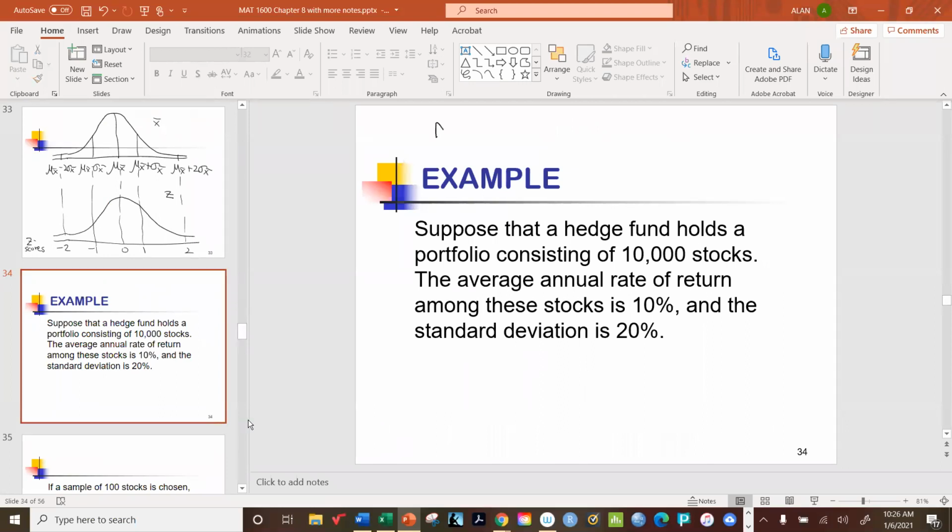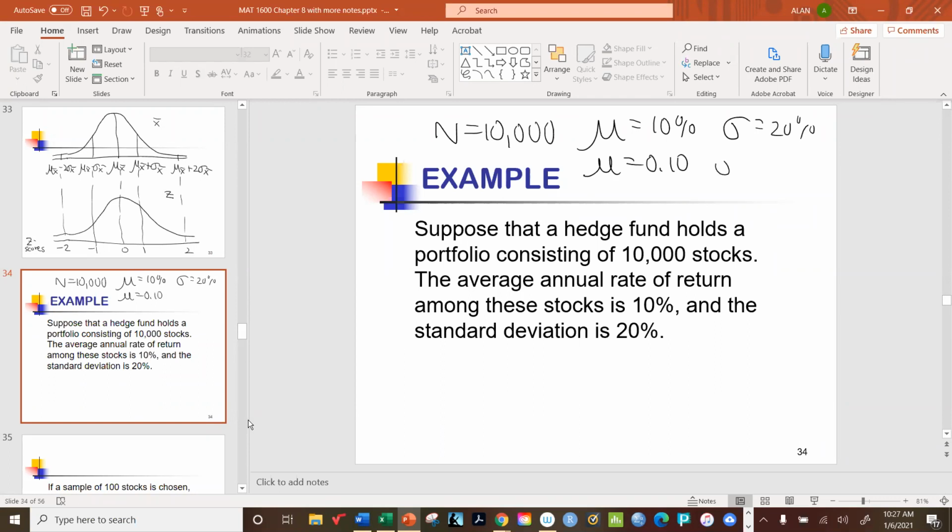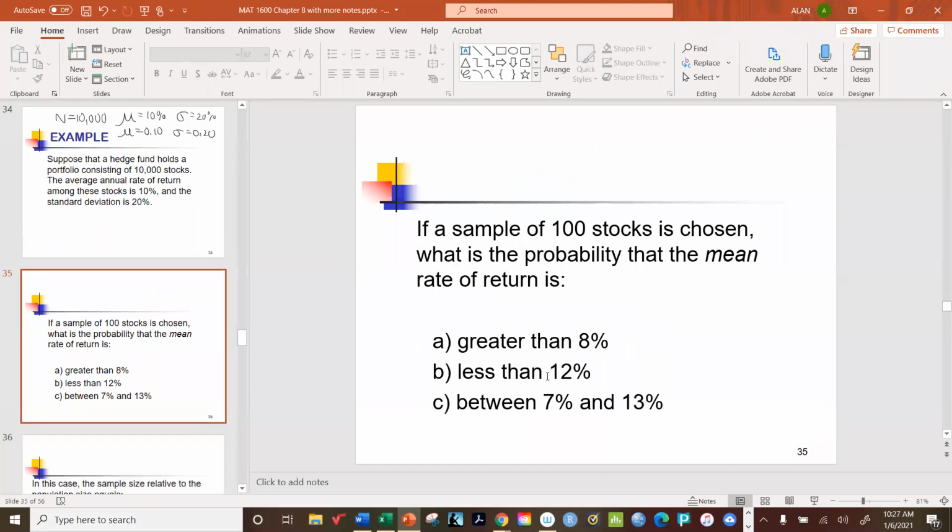We have a population of 10,000 stocks. We own 10,000 stocks in our portfolio. Well, actually, this is a hedge fund. It's not an individual. The hedge fund owns 10,000 stocks. In that population of stocks, we know that the mean is 10% and the standard deviation is 20%, which when we do our calculations, we'll actually convert this to decimals. It's just easier, I think. And then what we're going to do is we're going to randomly select a sample of 100 of these stocks.